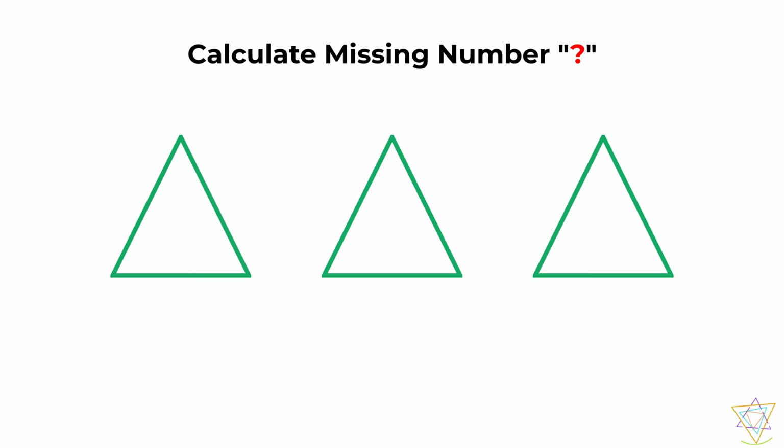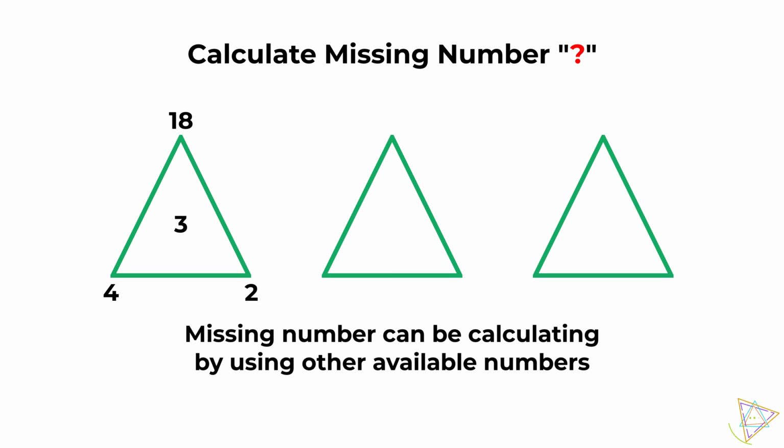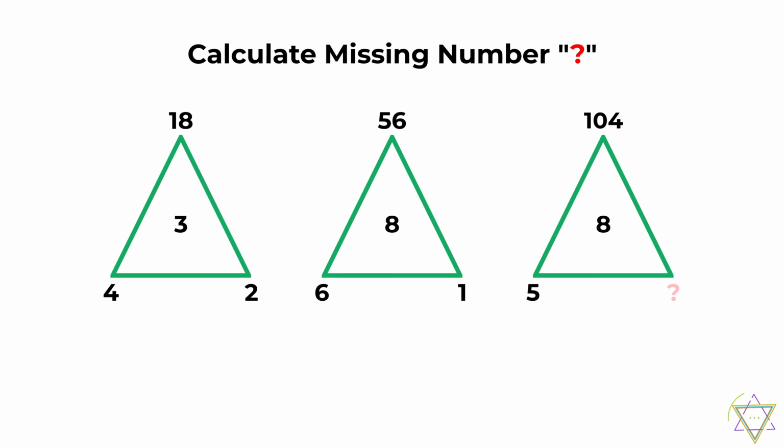You need to calculate the missing number, and you're presented with 3 triangles. Each triangle has numbers in the corners as well as in the middle. The first triangle has number 18 on the top, numbers 4 and 2 at the bottom, and number 3 in the middle. The second triangle has number 56 on the top, numbers 6 and 1 at the bottom, and number 8 in the middle. The third triangle has number 104 on the top, number 8 in the middle, number 5 in the bottom left corner, and the number in the bottom right corner is missing.